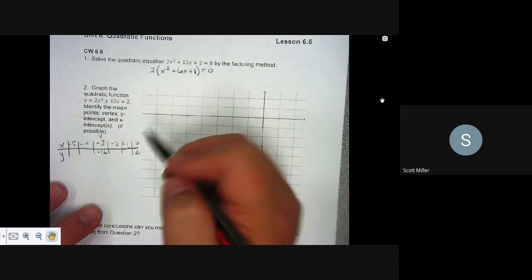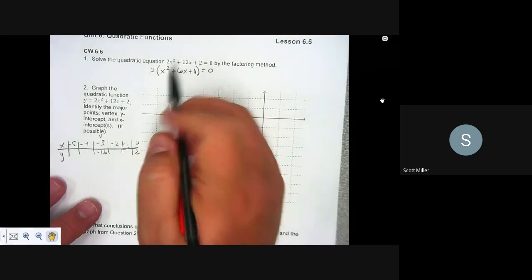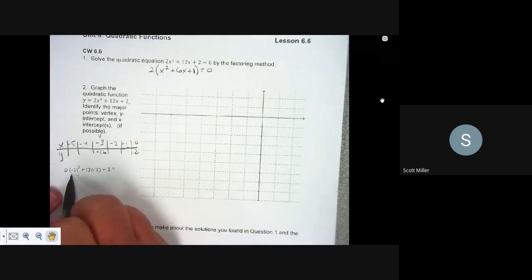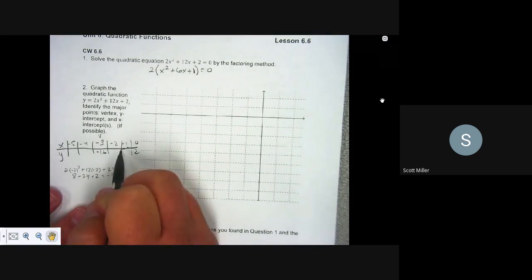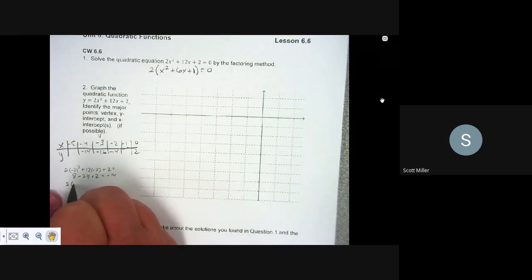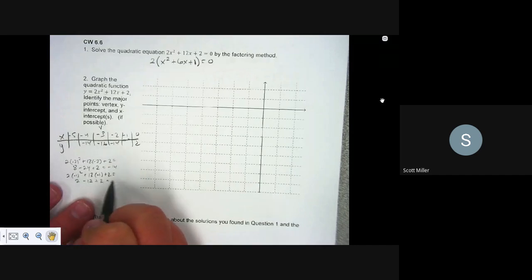Okay, and if I plug in -2, I'll get 2 times -2 squared plus 12 times -2 plus 2. And what do we end up getting here? This is going to be 4, so this is 8 minus 24 plus 2. So I get -14. So this will be -14. And then -1: 2 minus 12 plus 2. And it looks like -8.